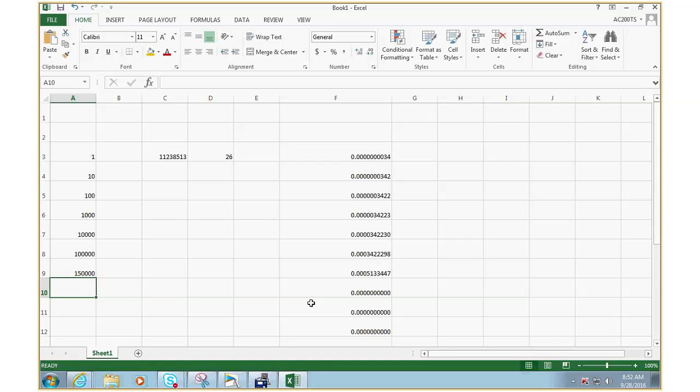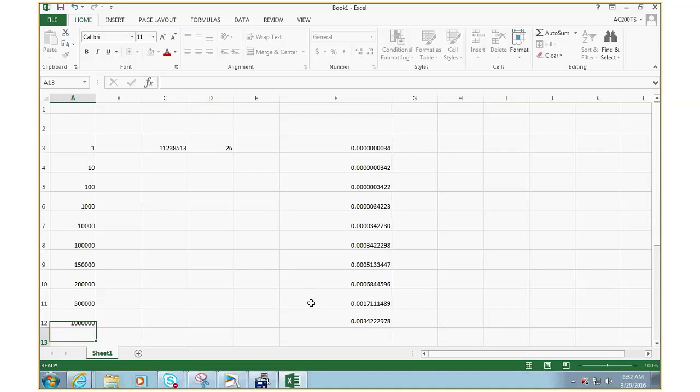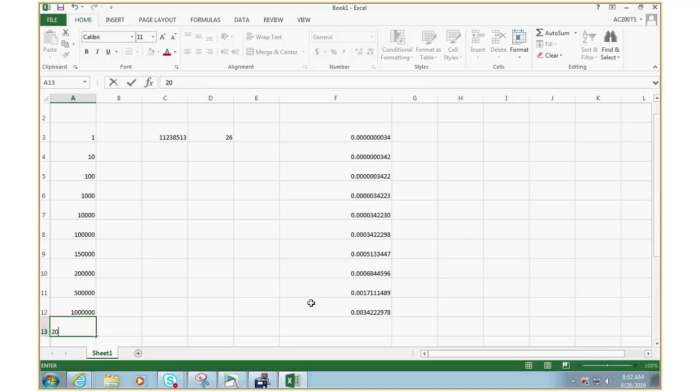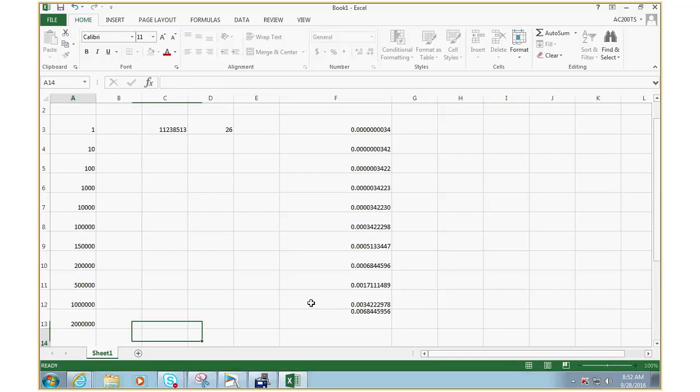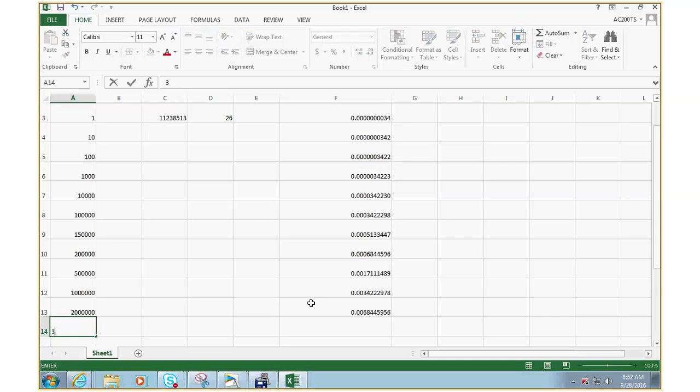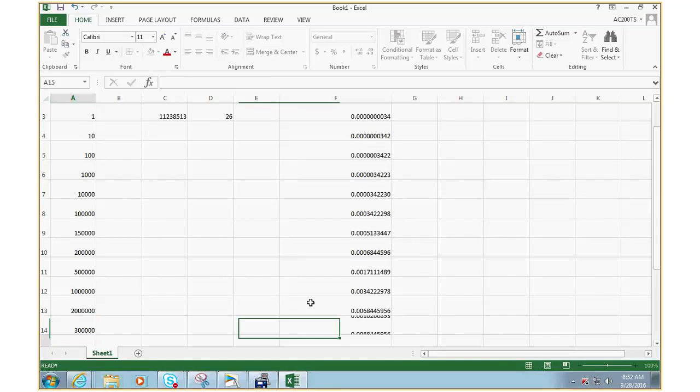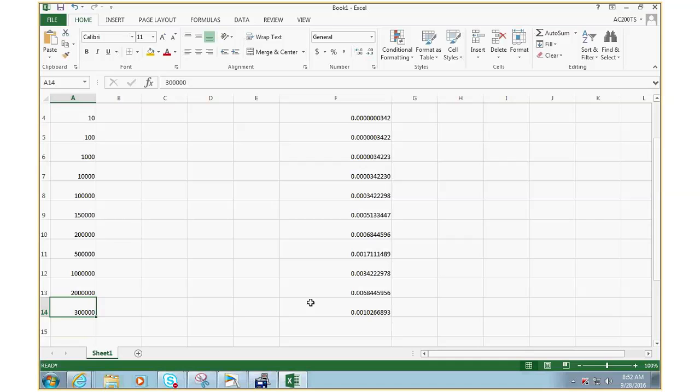Then he decides to buy 200,000. Then he decides to buy 500,000. He decides to buy 1 million. Then he decides to buy 2 million. 3 million. Oops, that's 30,000. 3, 1, 2, 3, 4, 5, 6. So what does Bubba find out?